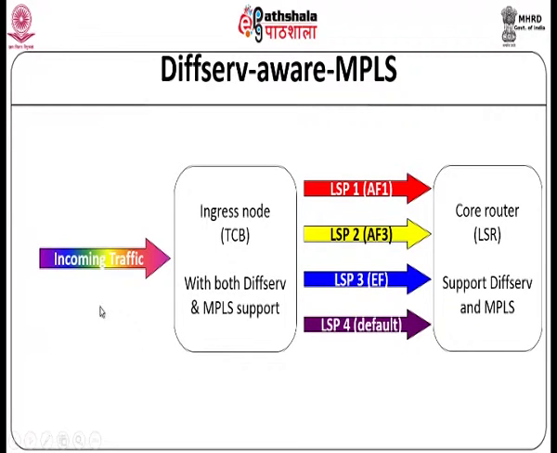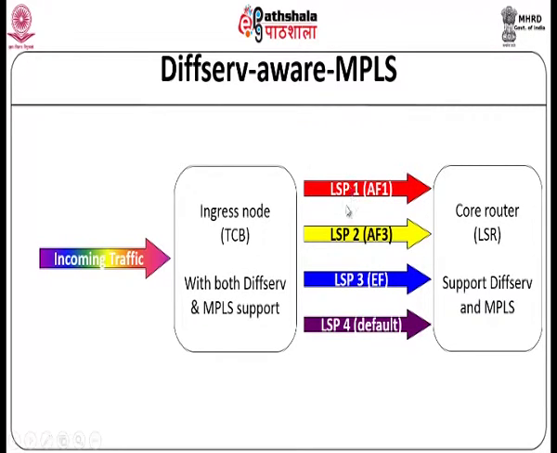So what happens when you use DiffServ and MPLS combined is that incoming traffic is put through the traffic control block at the ingress node, which has both DiffServ as well as MPLS support. Based on this, you may classify it as belonging to different classes, AF1, assured forwarding 1, 2, 3 and so on, or expedited forwarding. And for each of those classes, you can set up a different LSP, a label switched path.